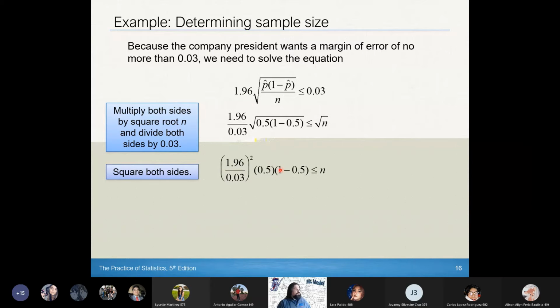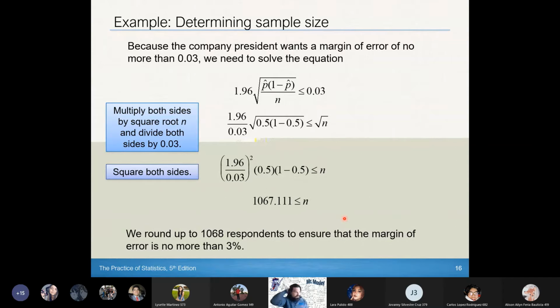Square both sides, and we're left with (1.96 over 0.03) squared times 0.5 times 1 minus 0.5 is less than or equal to n, which ultimately leads us to 1067.111 is less than or equal to n, which we can also read as n is greater than or equal to 1067.111. So we round up to 1068 respondents to ensure that the margin of error is no more than 3%. This is saying that I need to use a sample size at least this big or bigger than 1067.111, so rounding up is really the only option. Rounding down, I could get a margin of error that is not what I want.